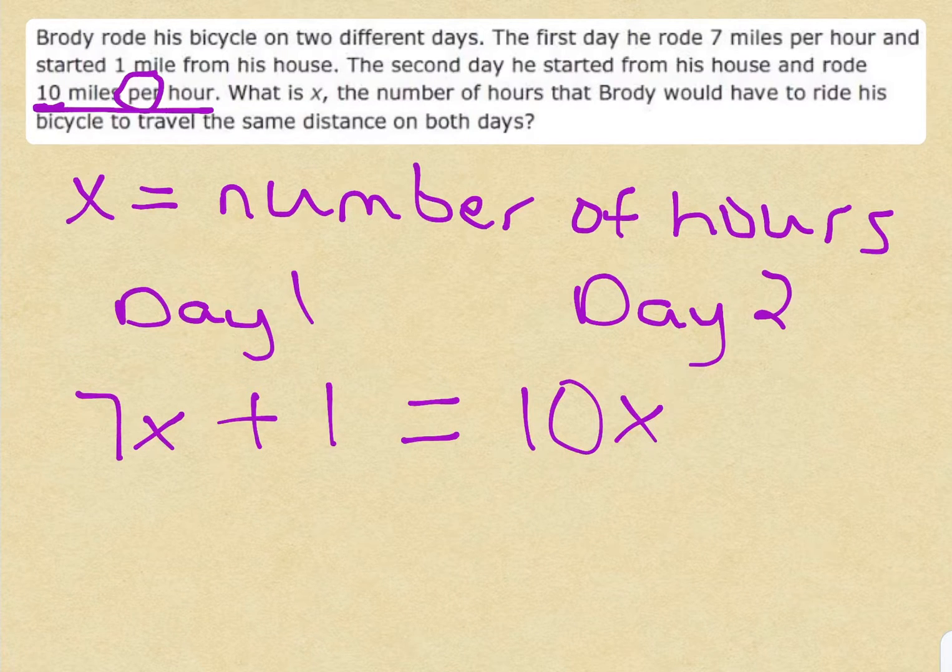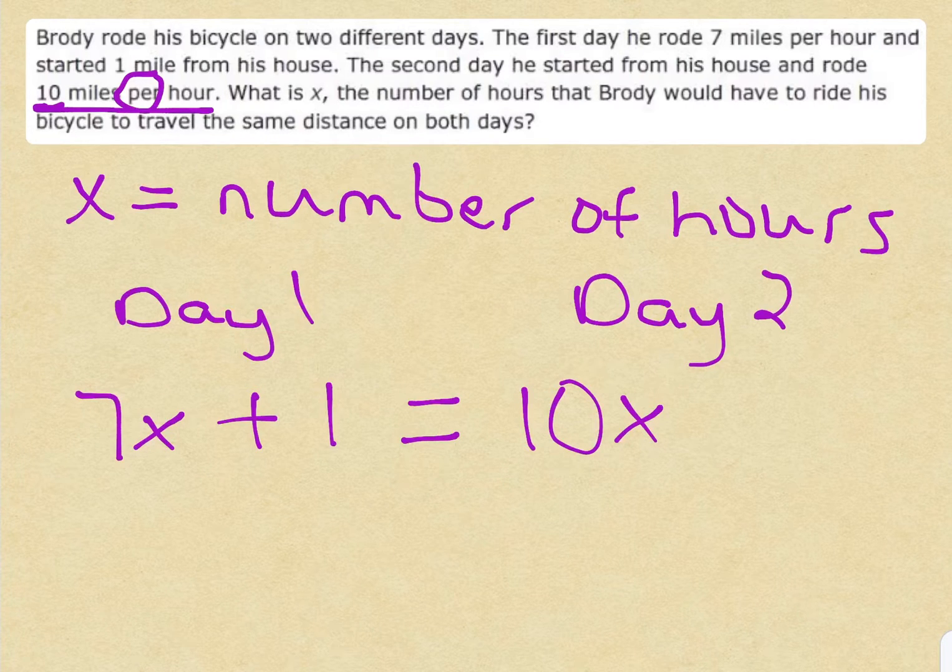Now, we said for the first day that he started 1 mile from his house and we had a +1. For the second day, it says we started from his house. So how do you think we're going to represent that in the right side of the equation? Since we're starting at his house, that means we're starting with 0 miles. Now, this is not necessary to write in your equation, but I wanted to show you what that represents in the equation. So this is one way to write it.